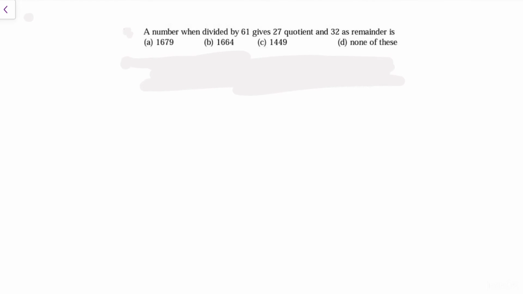A number when divided by 61 gives 27 as the quotient and 32 as the remainder. We don't know what number it is exactly, so I am taking it as x. When it is divided by 61 it gives 27 quotient and 32 as the remainder, so I'm adding the 32. So we need to find out what number that is.